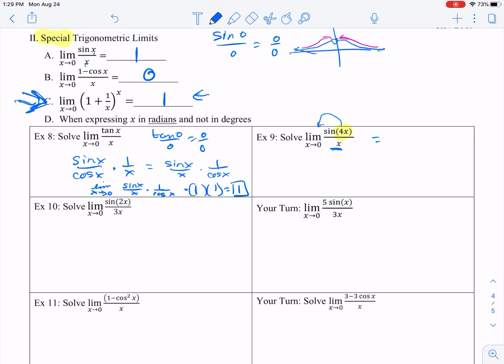What you're going to do is multiply by 4 over 4 times the sine of 4x, all over x, because now it looks like this, 4 times the sine of 4x over 4x. My argument here and this match. That's a special case of this. And so when you take the limit as x goes to 0 of 4 times the sine of 4x over 4x, you get 4 times 1, and the answer is 4.